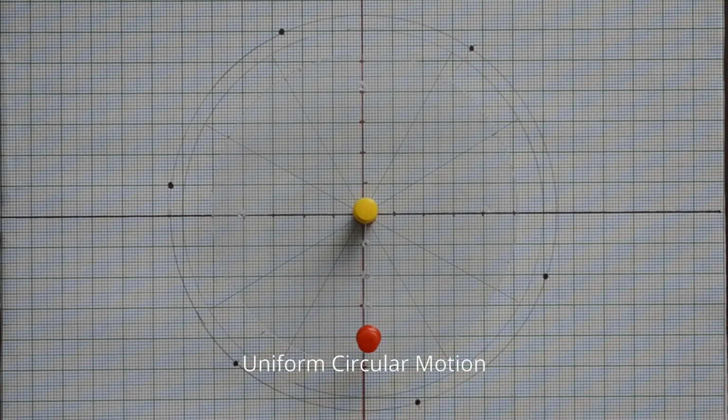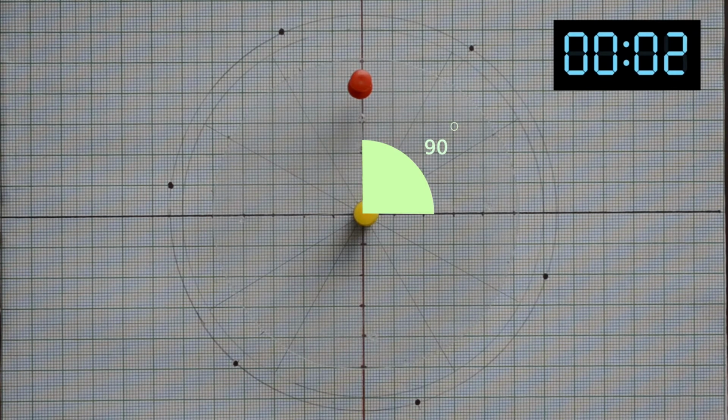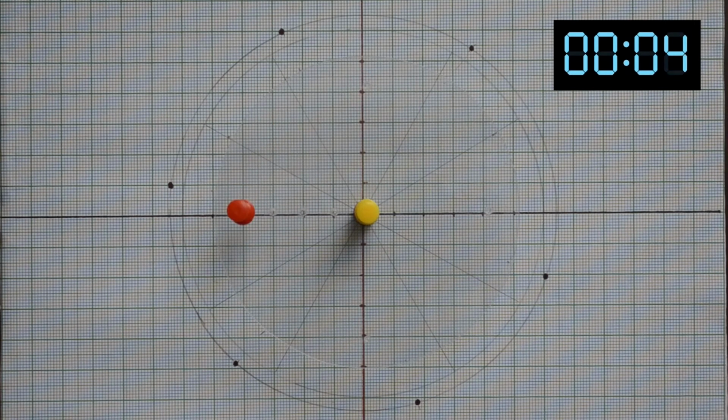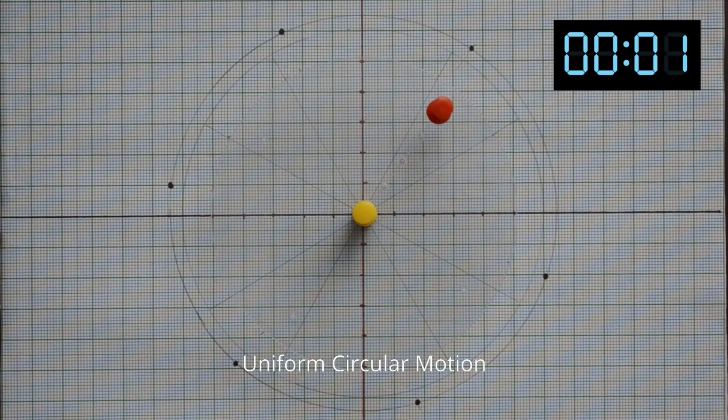Let us explore uniform circular motion. Here, pushpin moves the first quadrant, that is 90 degrees, in 2 seconds. This is true for second, third and fourth quadrant as well. Angular velocity of the pin is same for all the 4 quadrants. It is 45 degrees per second. We can say that in this case, pin is moving in uniform circular motion.